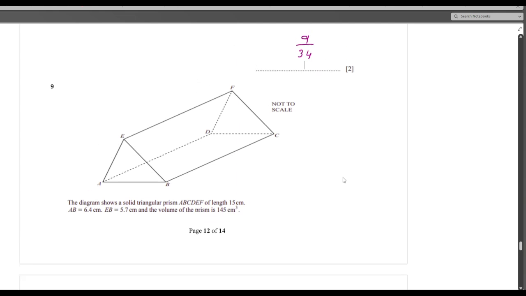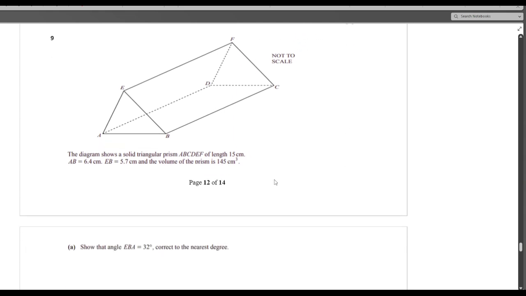Okay, now your question 9. Your question 9, the diagram shows a solid triangular prism A, B, C, D, E, F of the length 15 centimeter. Now length here is 15 centimeter. AB is given 6.4. EB is given 5.7. And the volume of the prism is given 145. Now first question, show the angle EBA is 32. Now I have to show that this angle is 32.